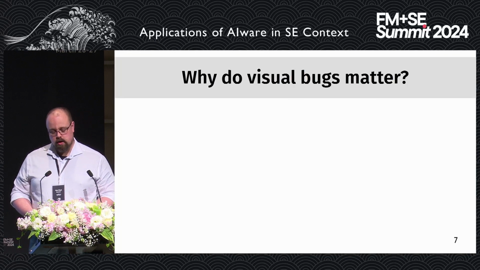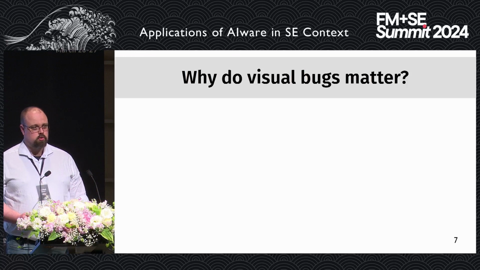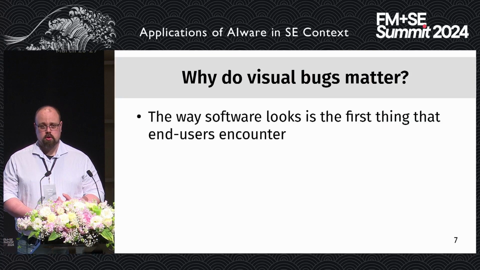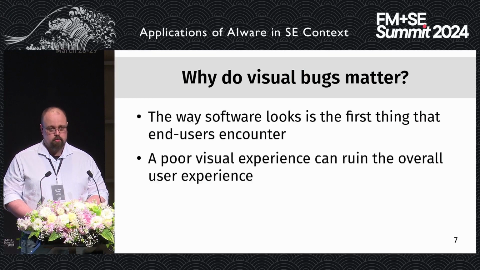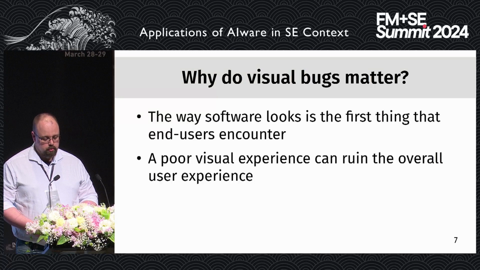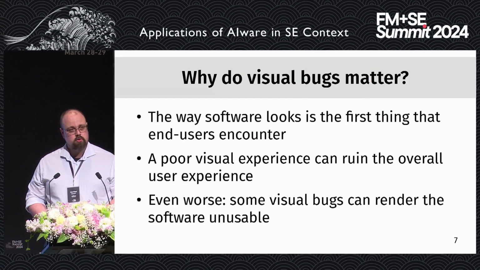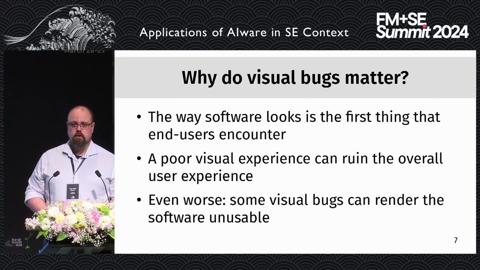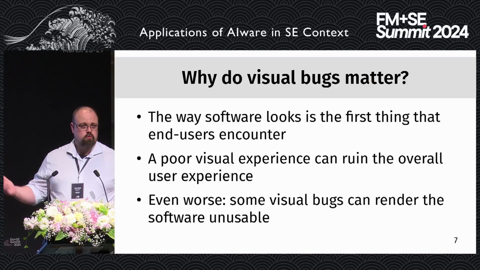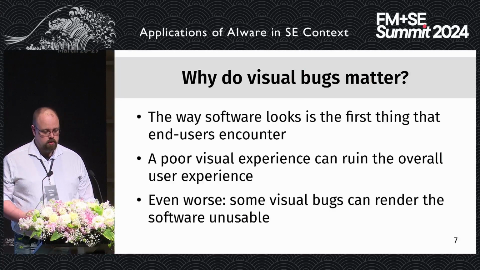So why do these bugs matter? You might think it's just visual, we can just look through it. Well, the way that software looks is the first thing that end users encounter. And a poor visual experience can ruin the overall user experience. So this is a huge problem. Even worse, like you saw, some of the bugs can even render the software unusable. Think about the GUI bugs. If you cannot use the software, it's basically worthless.